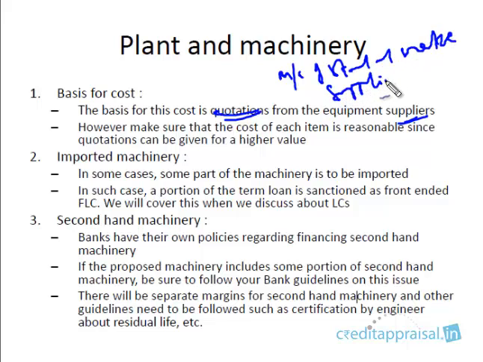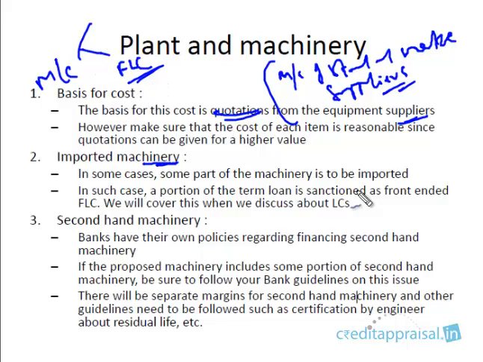At least if you ensure these two, that will be all right. Possibly you try to compare the cost of the machines with similar proposals you have done. In some cases imported machinery will be a part of the project cost, so the machine cost will be broken down into indigenous and imported costs. For the imported portion, you sanction what is known as front-ended FLC. This we'll see in chapter 9, where we'll discuss what this front-ended FLC is.